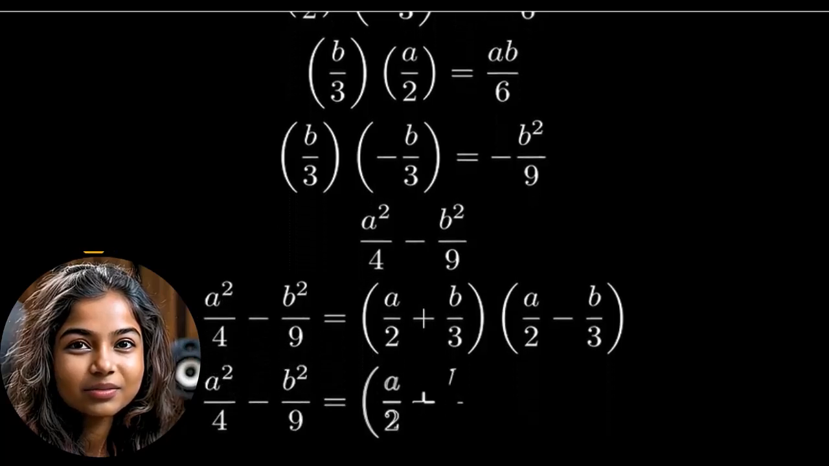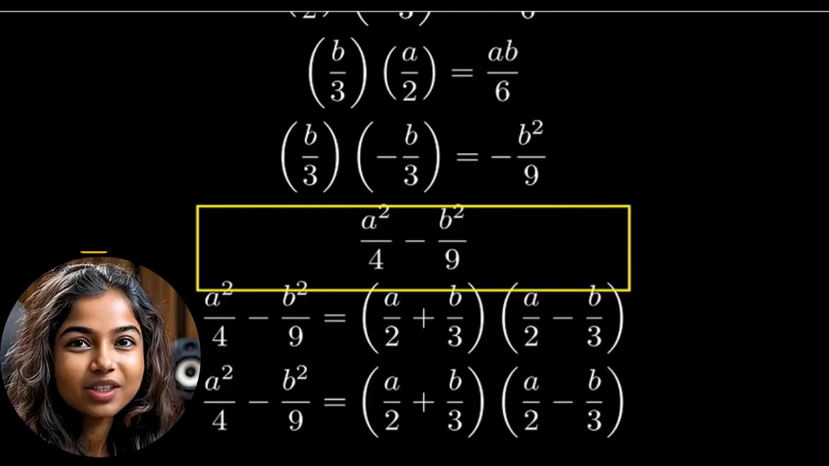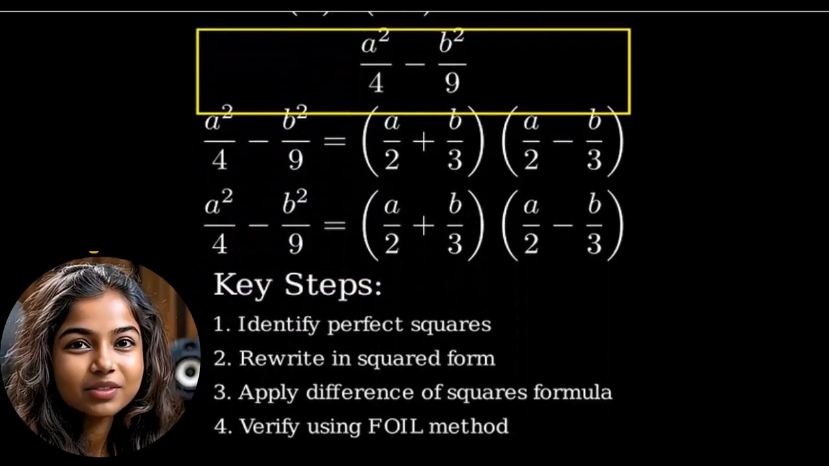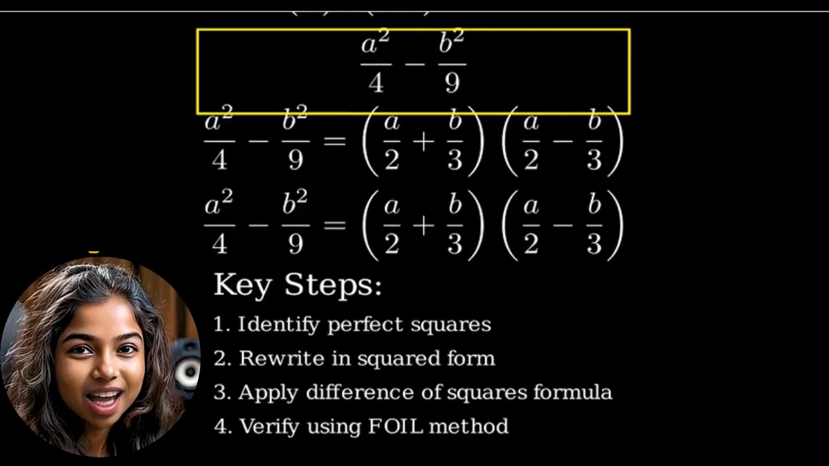Therefore, the factored form of a squared over 4 minus b squared over 9 is a over 2 plus b over 3 times a over 2 minus b over 3. This factorization demonstrates a key application of the difference of squares formula with fractional terms. Remember the key steps. First, identify the perfect squares, rewrite them in squared form, then apply the difference of squares formula. The factored form can always be verified by multiplying.